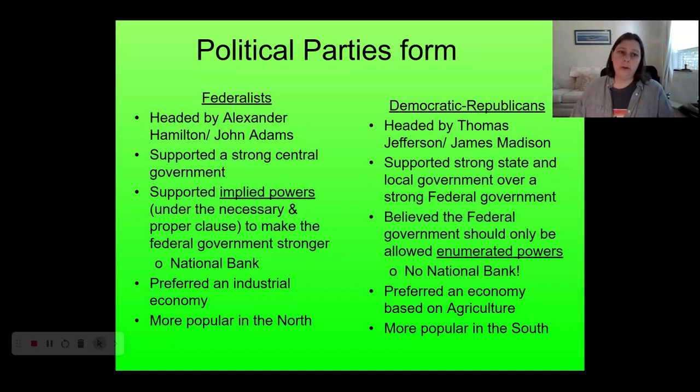The really nice thing about the Federalists and the Democratic Republicans, by the way, our first two political parties, is they are directly opposite on everything. So you only have to memorize one, and the other one is just the opposite on everything. It's not always the way with political parties, but it is in this case.